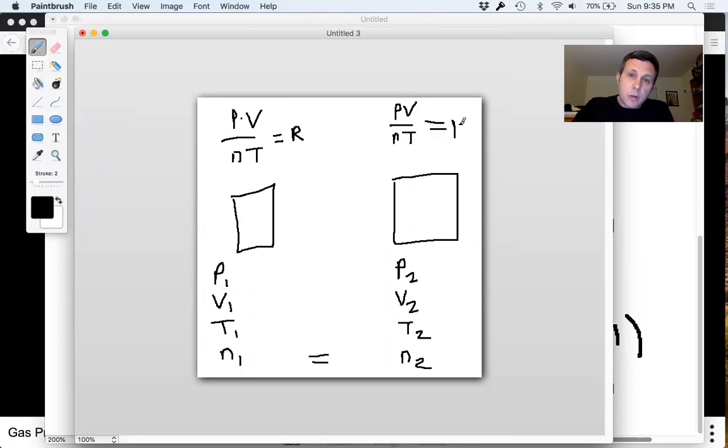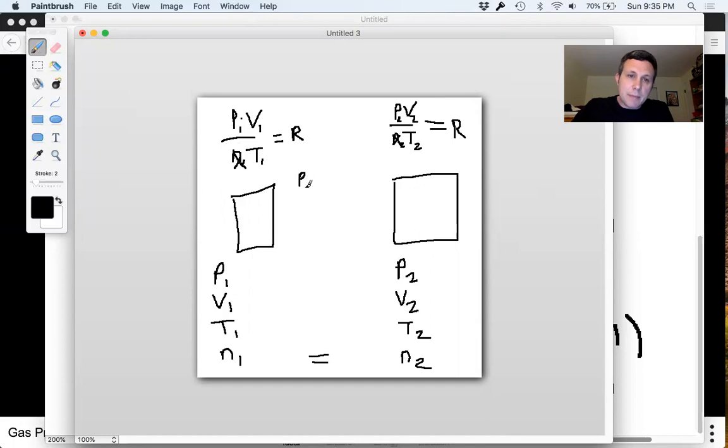So if that's true, then the pressure times the volume of this container over the moles times the temperature of this container, and P2 V2 over N2 T2, these both equal R. So we can actually set these equal to each other. And as I said, typically when we do this, we say N1 and N2 are equal, so they will cancel out of this equation if they're equal. Well, not out of this equation, sorry. When I set these equal to each other.